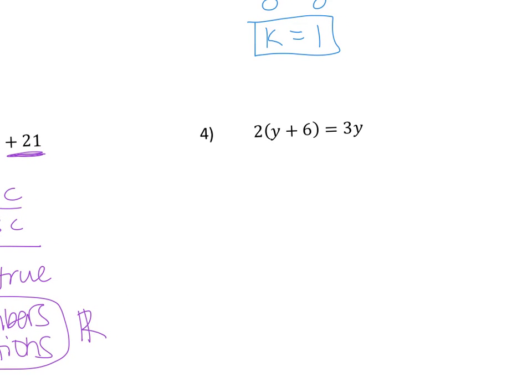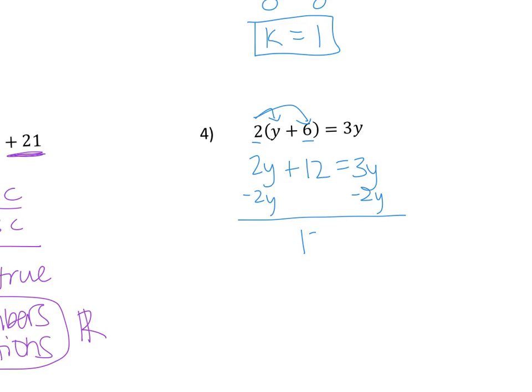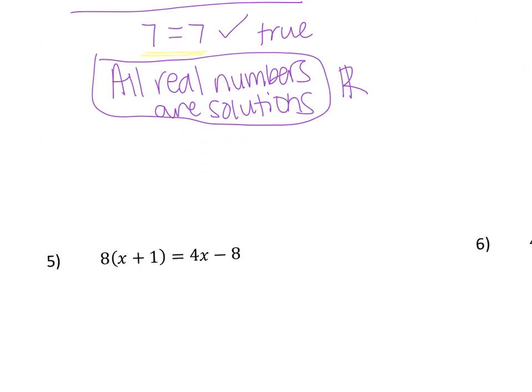If we were to simplify here, again, remember you have to simplify first. This one's actually a pretty quick, easy one. Just the distributive property, we get 2y plus 12, because 2 times 6 is 12, is equal to 3y. Get your variables over to one side, so I subtract 2y. We get 12 is equal to 1y, or 12 is equal to y. Okay, let's move on to number 5.